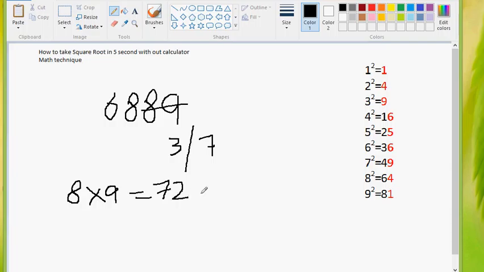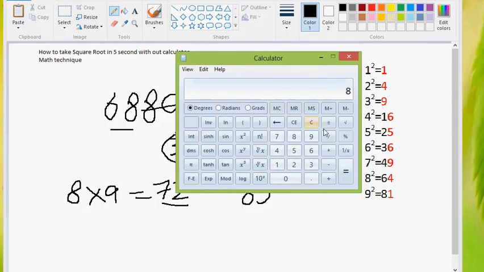Now you have to see whether 68 is less or bigger than 72. Here you can see 68 is less than 72. So you have to choose the smaller number. If 68 is bigger than 72, then you have to choose 9. So it means 83 is the square root of 6889. You can check also: 83 into 83 is equal to 6889.